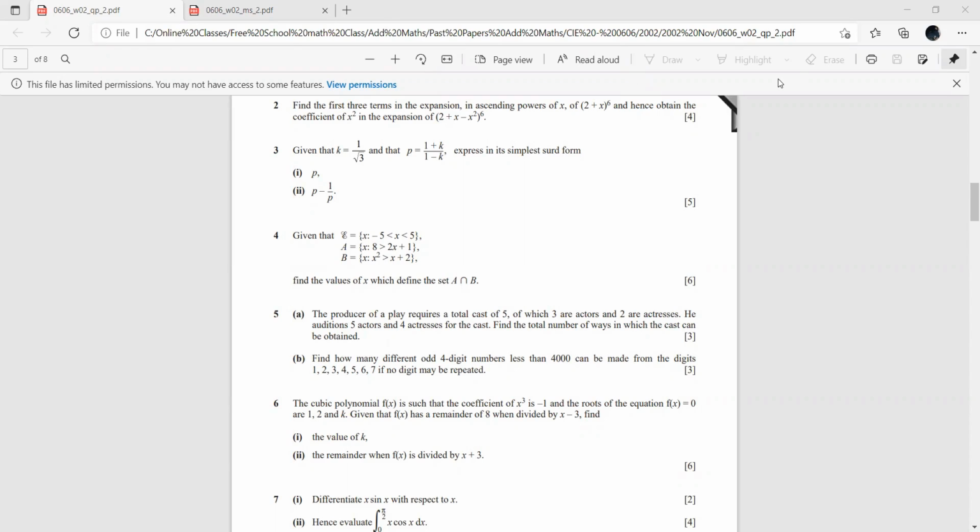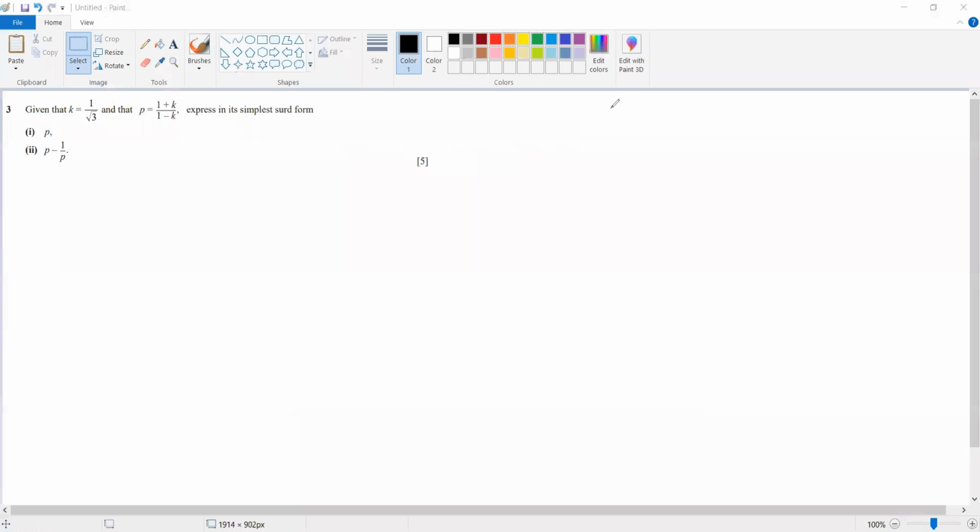Let's begin with question number 3 of this paper. Let's move it to a whiteboard, please. Okay, let's read and try. Given that k is 1 over root 3, and that p equals 1 plus k over 1 minus k, express p in its simplest form. Okay, let's try to do that first.